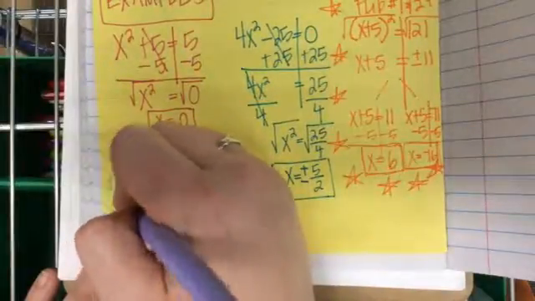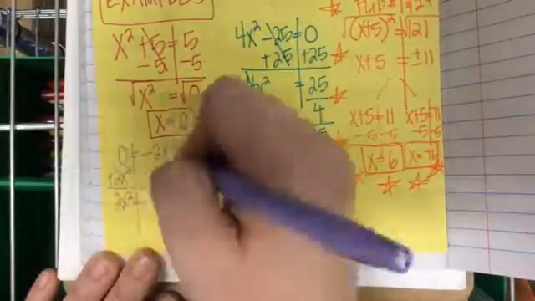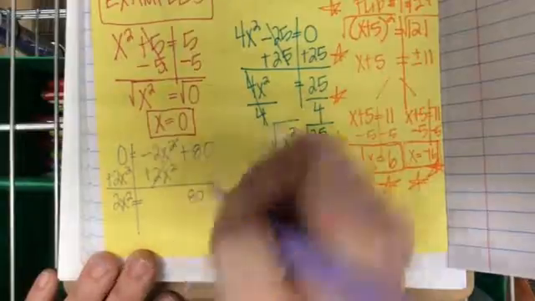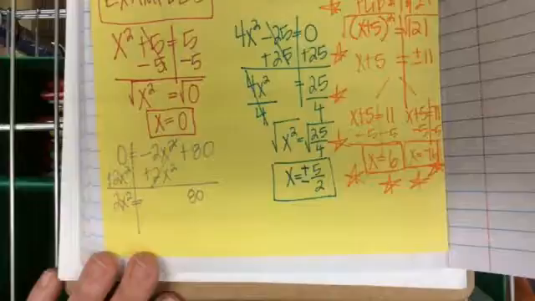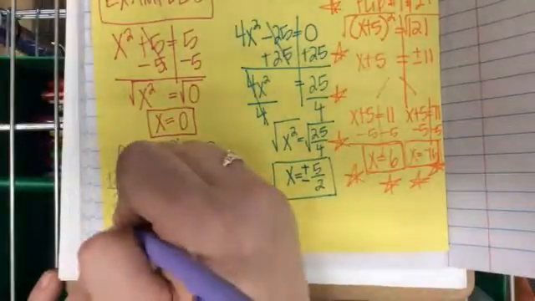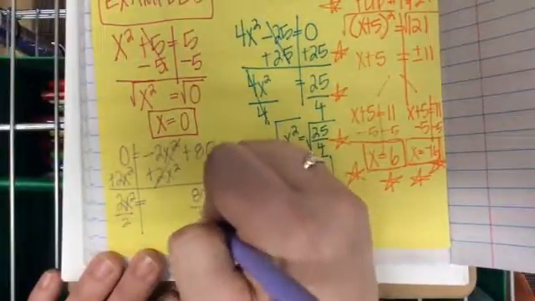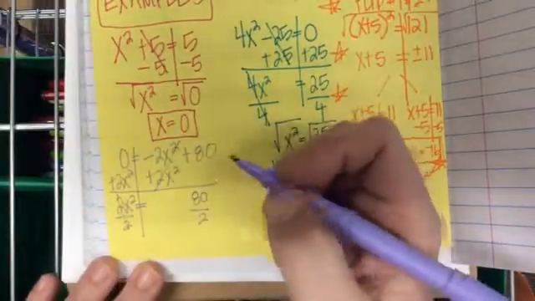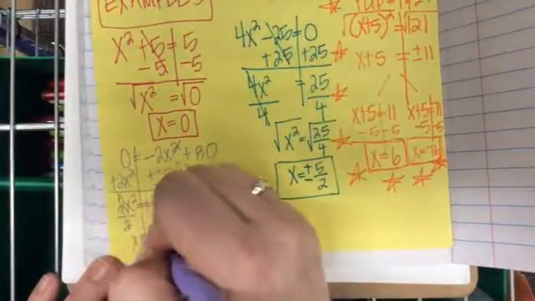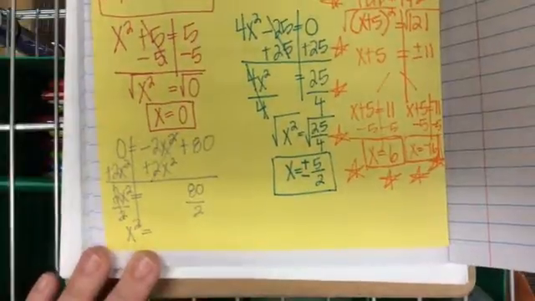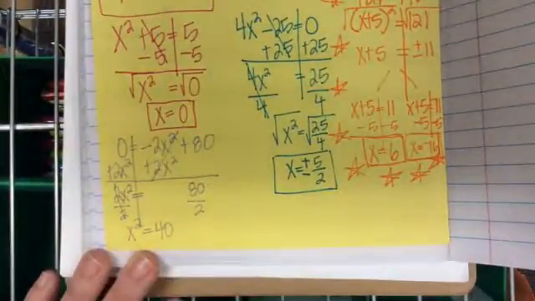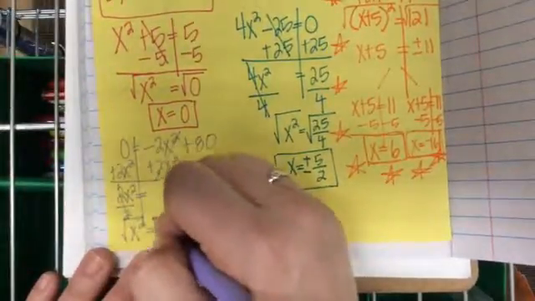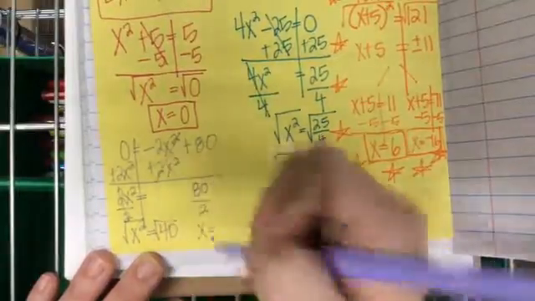So now my problem reads 2x squared equals 80. Is x squared by itself? No. Now what do I have to do? Divide by 2. Sam, focus, please. X squared equals what? 40. Am I done now? No. I have to take the square root to get x by itself.